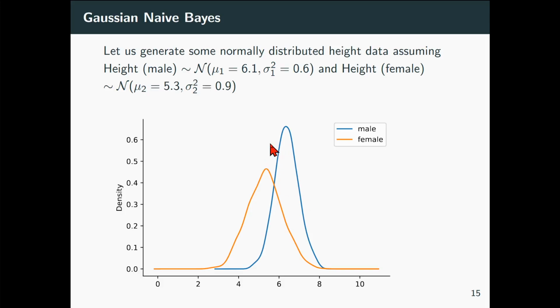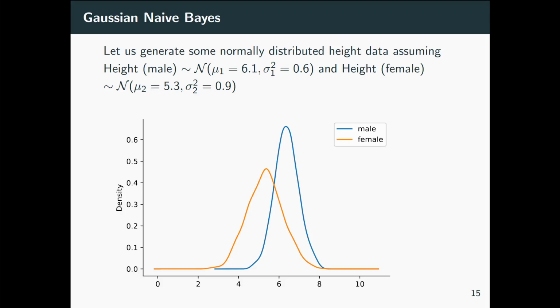So let's say that our problem is classifying a person based on their height in feet, or whatever units you want to use, and we just created our own data set to help us understand this concept better. We said that the height of the males is normally distributed with a mean of 6.1 and a variance of 0.6, and the height of females is normally distributed with a mean of 5.3 and a variance of 0.9. So larger variance, that's why you see more spread, and you can already see some things from this particular plot.